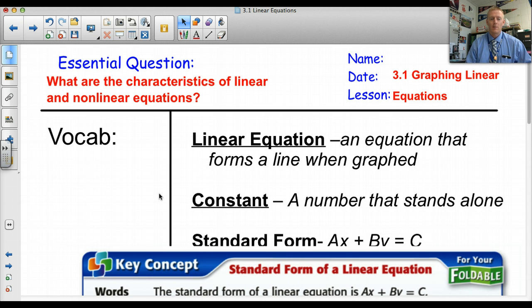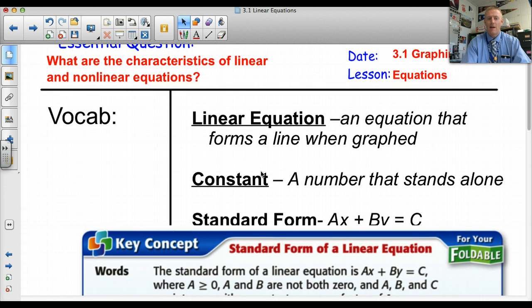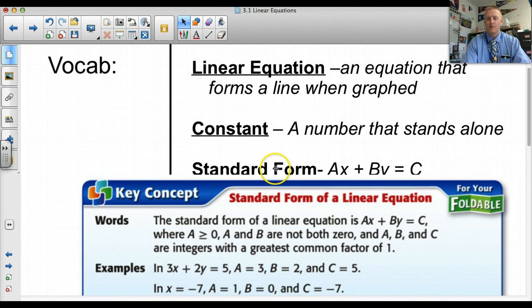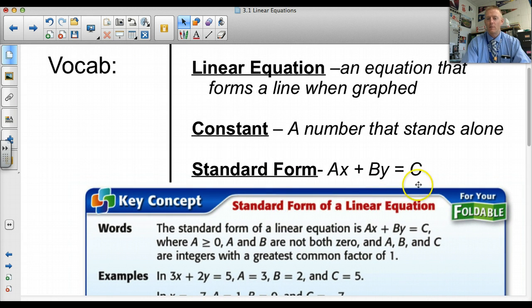And we have some vocabulary words for you to write down. I will talk about those very quickly so that you don't have to worry about going through them and having me waste your time here. Linear means it makes a line. Constants are just regular numbers, such as in standard form here, the letter C.